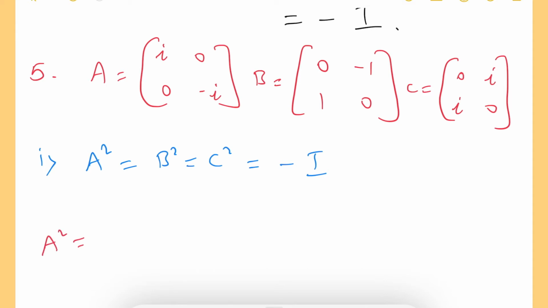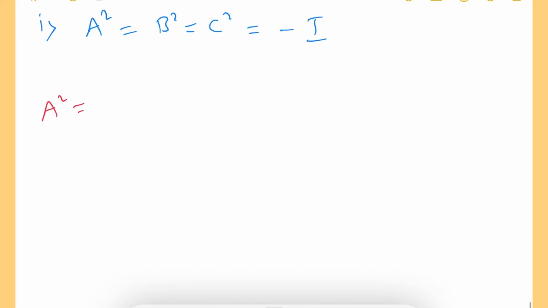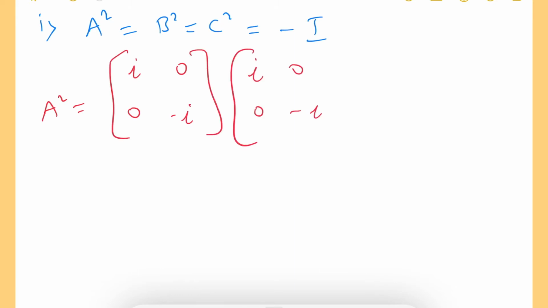So A square is equal to A into A. A is given as [I, 0; 0, minus I], and this again we need to multiply with A only, [I, 0; 0, minus I], because he said to find out the A square value. A square is nothing but A into A. So this is what exactly we are doing here.